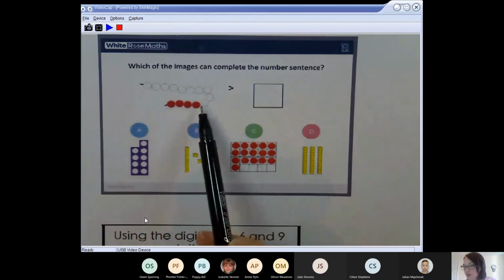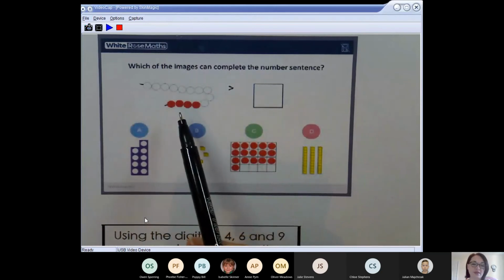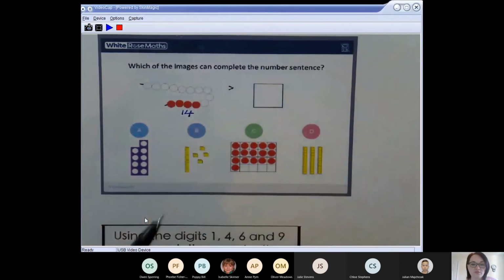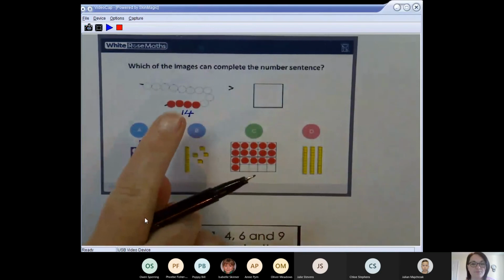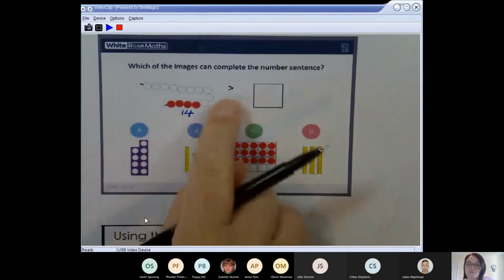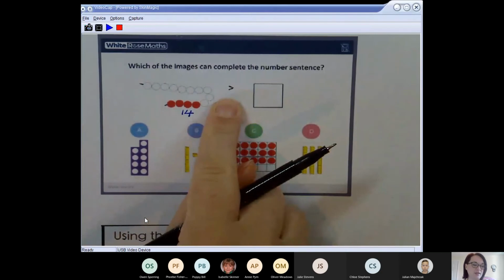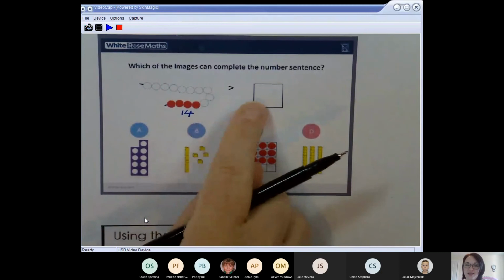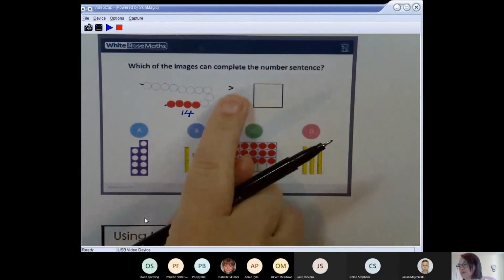So if we have 10 white beads and 4 red beads, and I'm just going to make myself a little note, 10 and 4 I know is 14. So I can write 14 there just to remind me that that's what that picture means. Then we've got this sign. Now, we looked at that yesterday. Have a think about what that sign means. It's either the less than or the greater than. Which one? 14 is greater than is what that means.